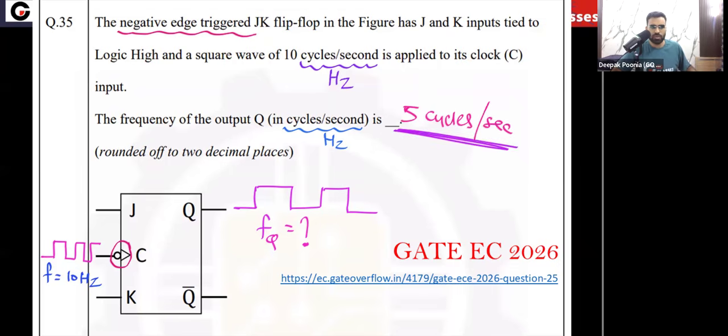Okay, I hope you understood. So this was such an easy question. Actually, I am explaining this question, that is the reason it took time. But if you notice, this question is so easy, because JK equal to 1 1 is fixed. So it means that the next state will always be the complement of the present state. And this JK flip flop is negative edge triggered. So at every falling edge the state will toggle, because JK equal to 1 1 is the toggle combination.